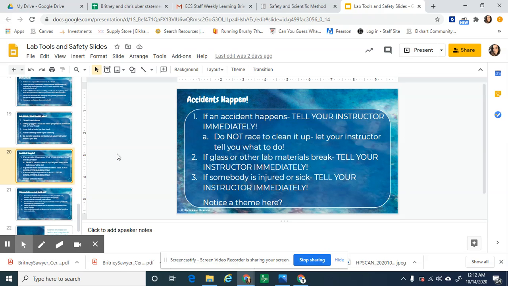Accidents happen. If an accident happens, tell your instructor immediately. Do not race to clean it up. Let your instructor tell you what to do. If glass or other lab materials break, tell your instructor immediately. If someone is injured or sick, tell your instructor immediately. Do you notice the theme that's going on here? The theme is if something happens, tell your instructor immediately before assuming that you can act on it, assisting in the problem that is at hand.